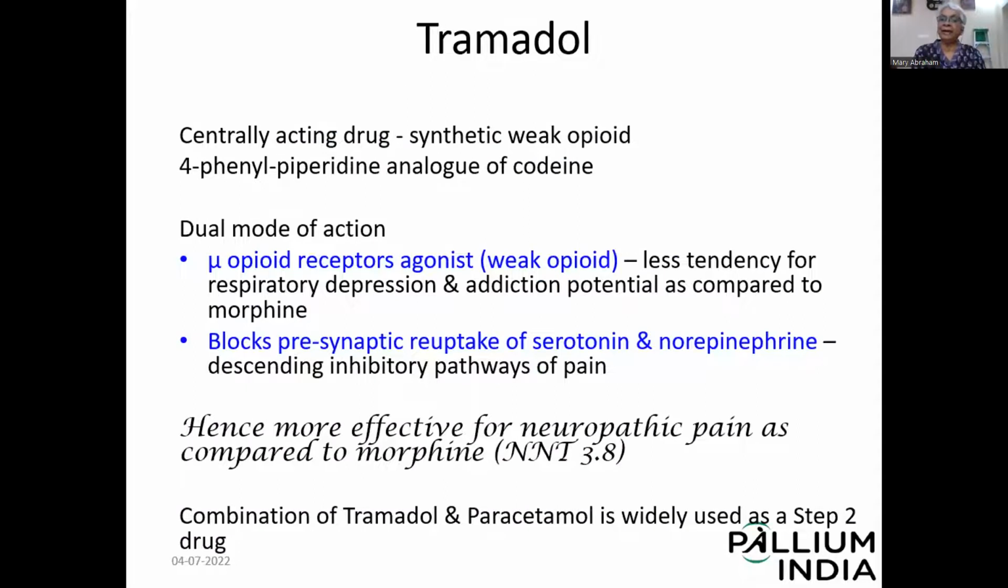But tramadol is a centrally acting synthetic weak opioid. It has two mechanisms of action. One is it is a weak opioid agonist. So because it's a weak opioid, it has less tendency for respiratory depression and addiction potential. But it also acts on the descending inhibitory pathway of pain, and it blocks the presynaptic reuptake of serotonin and norepinephrine. So it has two ways of action. Because of the second effect, that it activates the descending inhibitory pathway, it can be used for neuropathic pain as well. Okay. And normally we use a combination of tramadol and paracetamol, widely used as a step 2 drug.